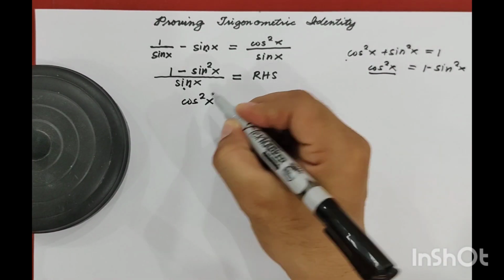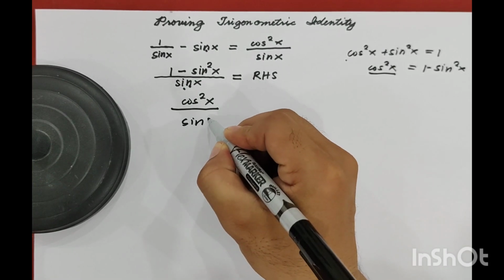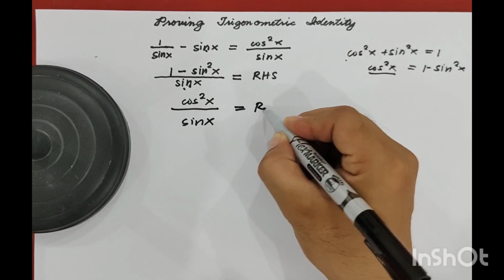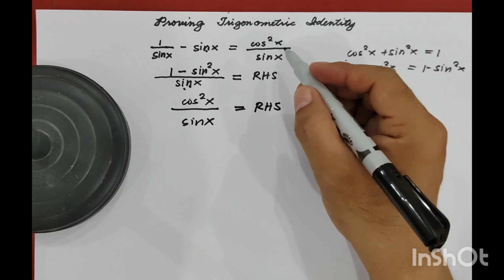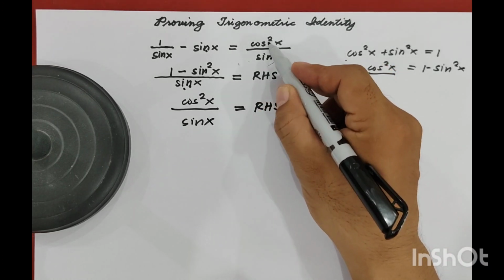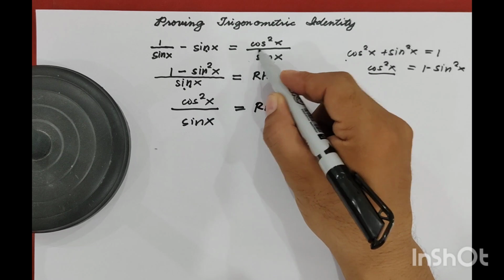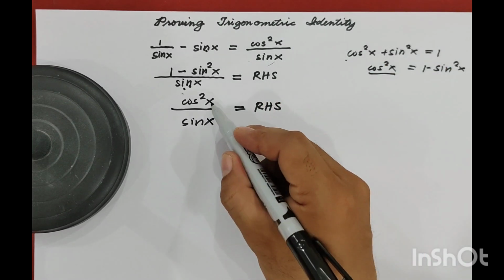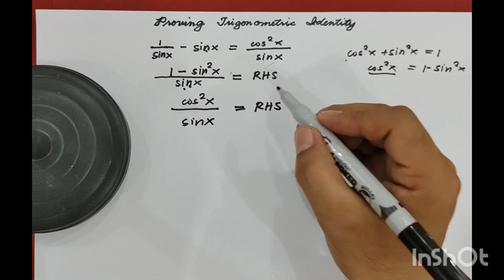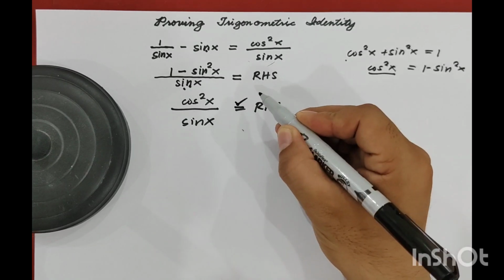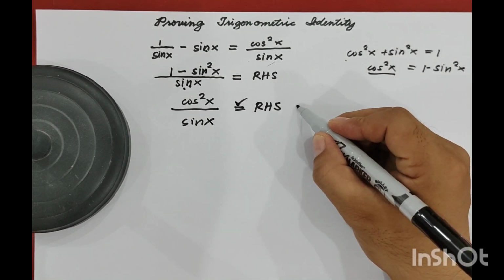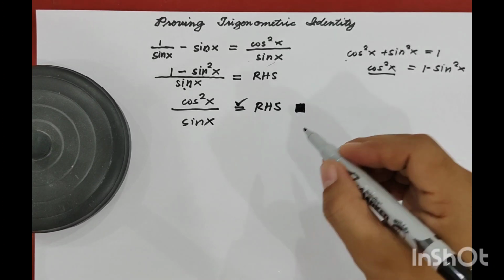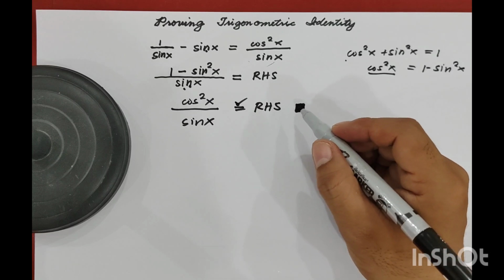This is equal to cosine squared x over sine of x. And this is equal to the right-hand side of the equation. Is this really equal to the right-hand side of the equation? What is the right-hand side of the equation? So the right-hand side of the equation is cosine squared x over sine of x. And that is the same with the left-hand side of the equation. So I am going to put a check mark here, meaning the left side of the equation is equal to the right-hand side of the equation. And I am going to write a shaded square here, meaning this ends the proof.